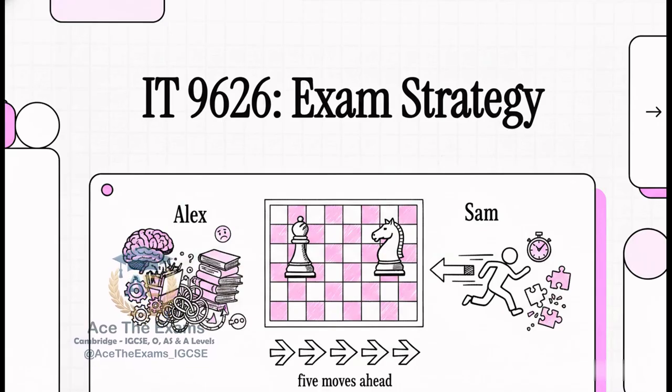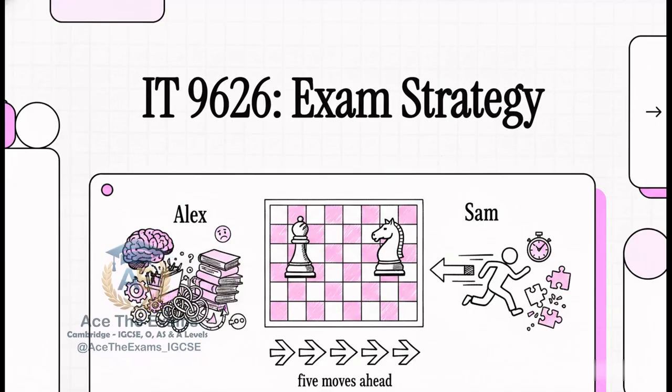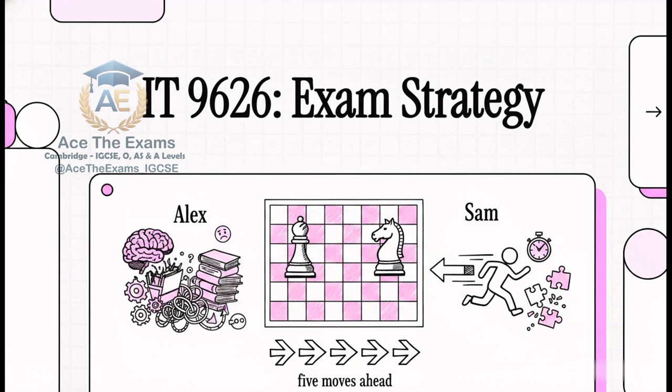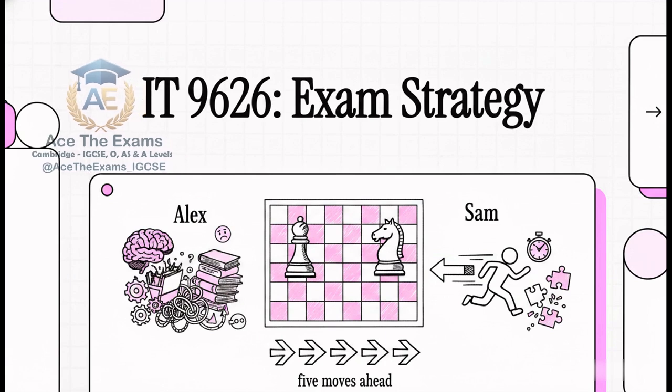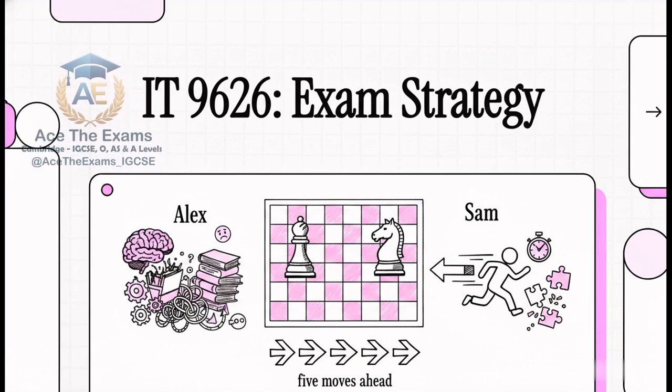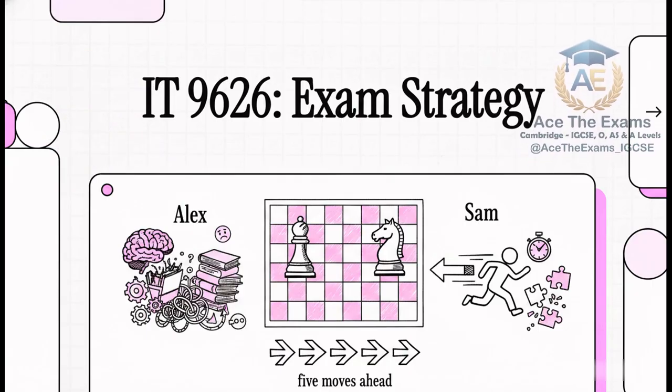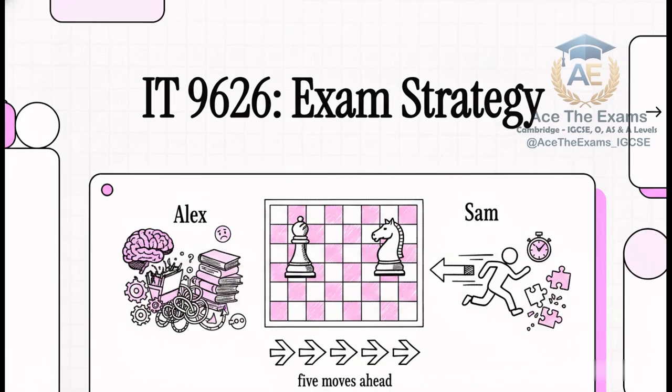Then, on the other end of the spectrum, we have Sam. Sam is constantly racing the clock, rushing through the paper in a sheer panic, completely missing the specific command word requirements and throwing away easy points left and right. Here's the thing. Both Alex and Sam are working incredibly hard, but they're basically playing checkers. Today, I'm going to teach you how to play chess.